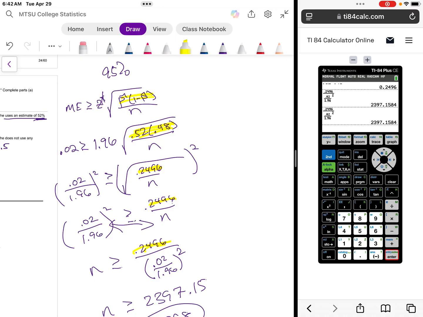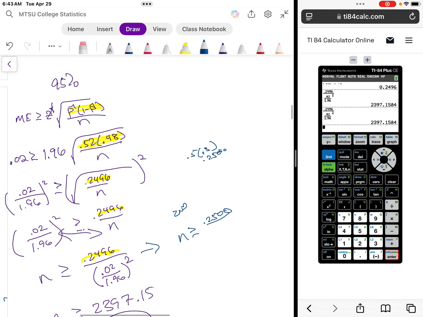So I'm going to skip to this part right here. Whoops, sorry. And I'm going to say, okay, for the second one, n has got to be greater than or equal to, all right, what's 0.5 times 0.5? Because that's what really the top of it is. 0.5 times 0.5 is 0.2500. So 0.2500 over that fraction being squared.